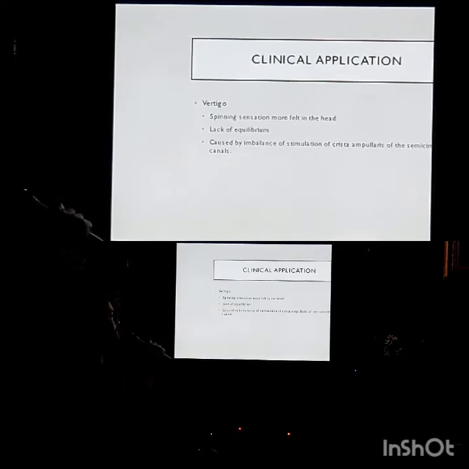And then of course you also have vertigo. So just to be clear, dizziness and vertigo are not the same. Okay? There are different types of dizziness. Vertigo is one description of dizziness. When you say vertigo, it means that there is a spinning sensation felt in the head, and there is a lack of equilibrium or imbalance. So it is caused by imbalance of stimulation of the crista ampullaris of the semicircular canals. So remember, if there is a one-sided problem, it produces vertigo. But two-sided problems usually do not produce vertigo.